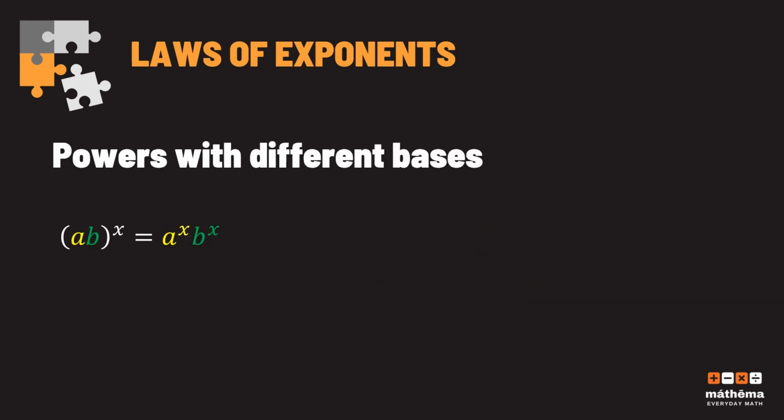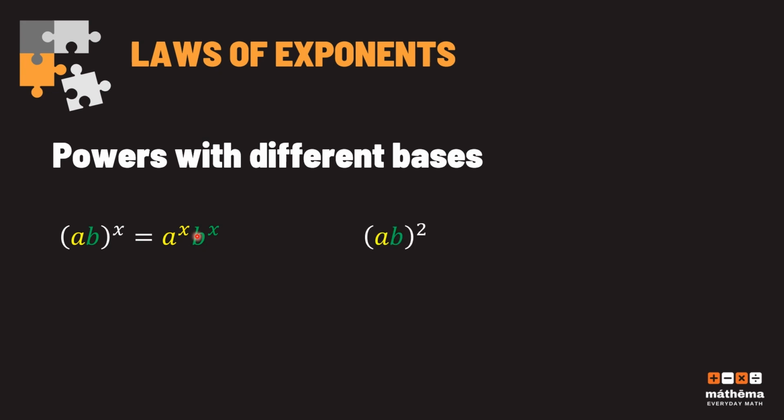Next is power with different bases. Now, for instance, the bases are not the same. What we are going to do is distribute the exponent. So, for instance, we have ab raised to x. That will give us a raised to x times b raised to x.